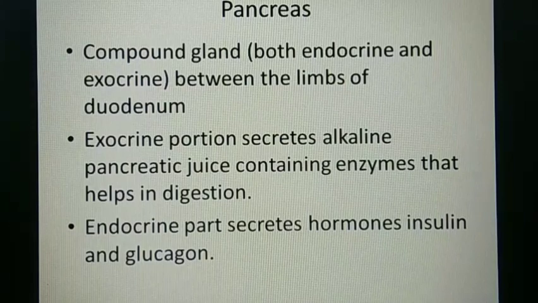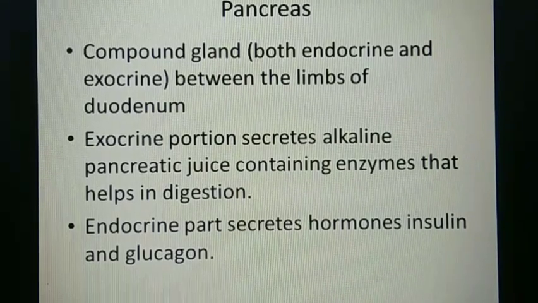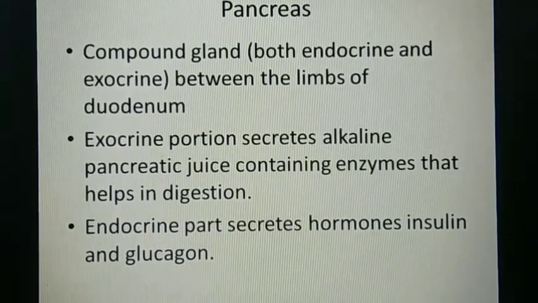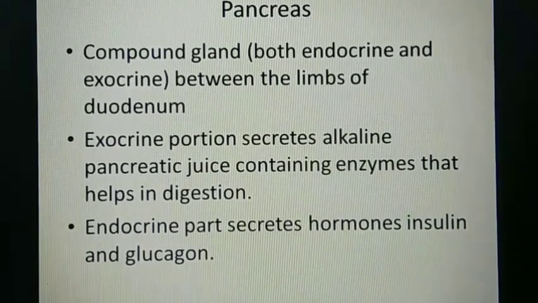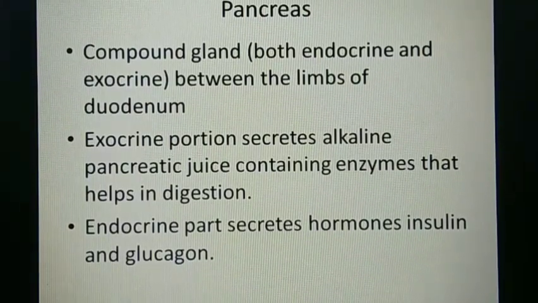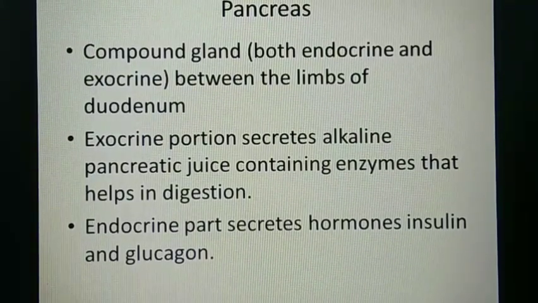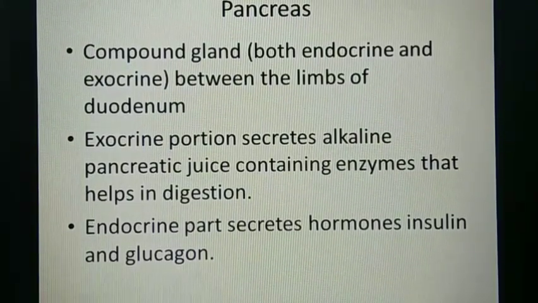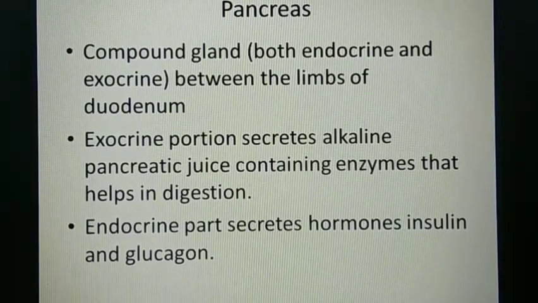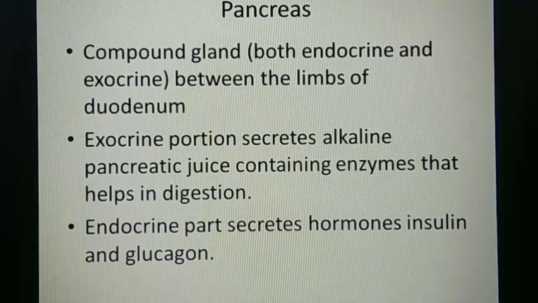So pancreas, another important gland. The endocrine part doesn't have a function in digestion. It is the exocrine part, that is, the cells which secrete pancreatic juice. This juice has a role in digestion since it contains enzymes. So pancreatic juice is secreted by the exocrine portion of the pancreas, which contains pancreatic enzymes.